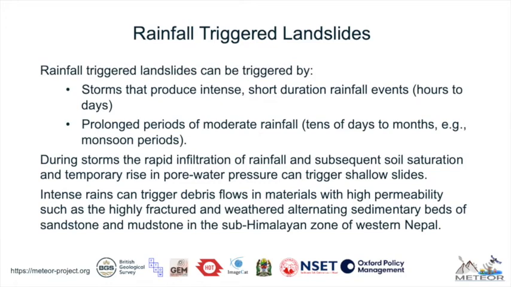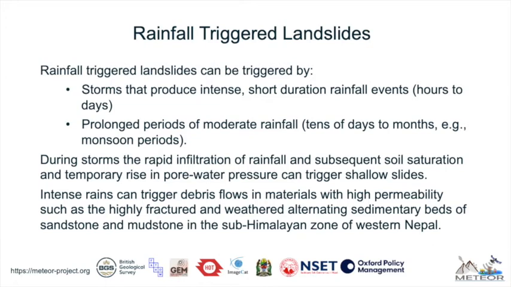I'm now going to focus on two triggers that are important to the meteor work. The first is rainfall-triggered landslides. Triggering rainfall can take different forms: intense short-duration events or periods of prolonged rainfall, such as during the monsoon. In soils, the type of landslide triggered by rainfall can be influenced by these characteristics of intensity and duration.